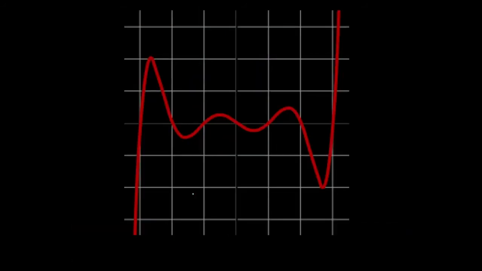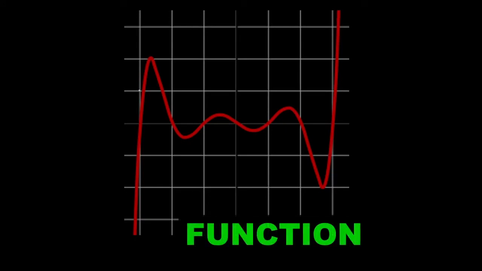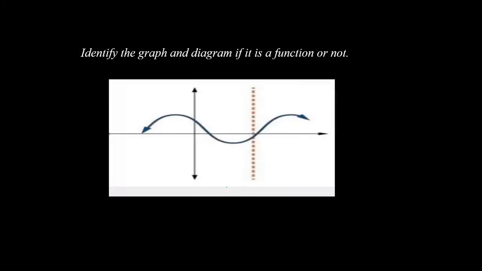Okay? What about this? This is a function. Because if you're gonna draw a vertical line anywhere, no matter where you put it, it will intersect only once. Now, let's have practice exercises. Let's start with this one. Is this a function or not a function? Function. Very good. This is a function.